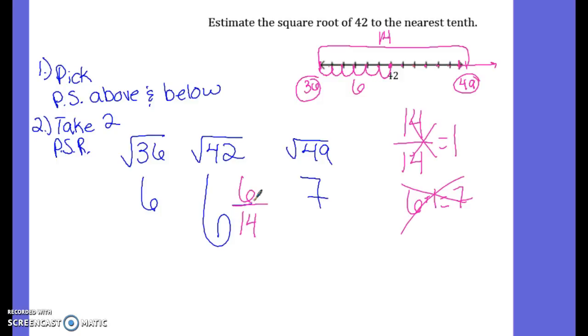Now you can do some long division, and you could do... I apologize, I counted one wrong. It's actually only 13 spaces.